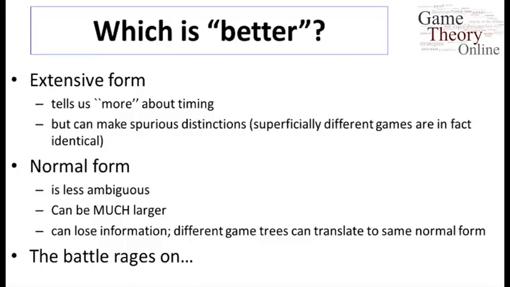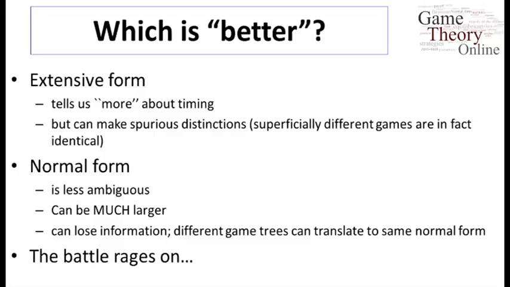Well, you can argue the following. You could argue that the extensive form gives us more information, gives us more timing information about what happened before what. On the other hand, you could argue that it sometimes makes spurious distinctions. Let me give you an example.